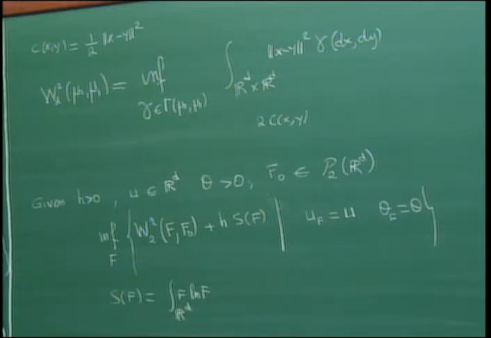And next time on Monday, we are going to write the Euler-Lagrange equation of this and see that it is the discrete form of a Fokker-Planck equation if I choose h appropriately.